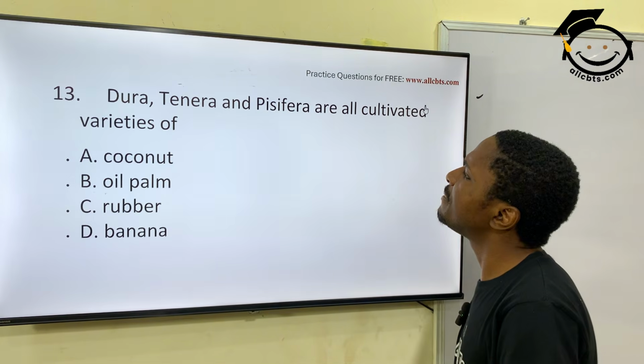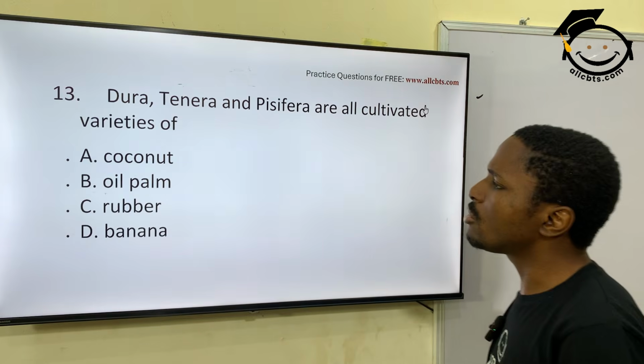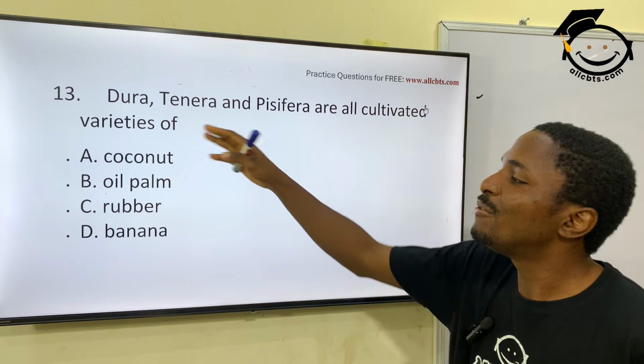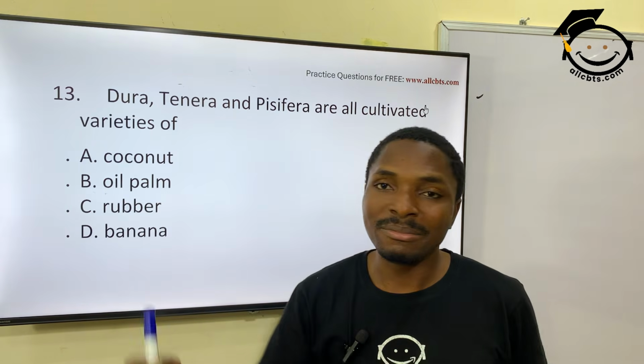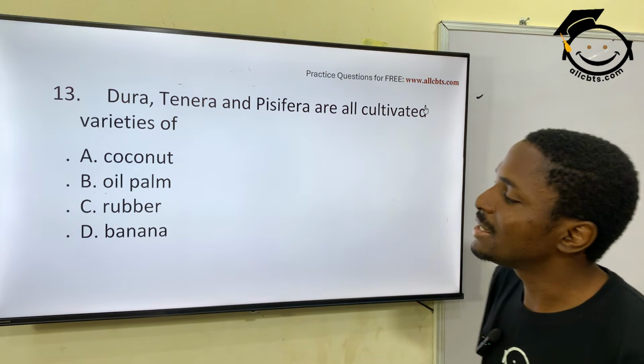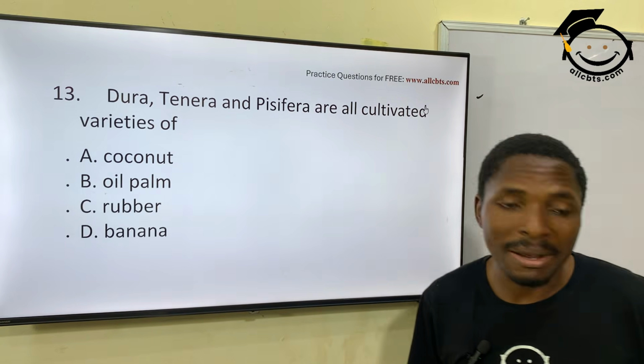And then question 13. Dura, Tenera, and Pisifera are all cultivated varieties of, this is simple, what? Oil palm. Dura, Tenera, and Pisifera are all varieties of oil palm.